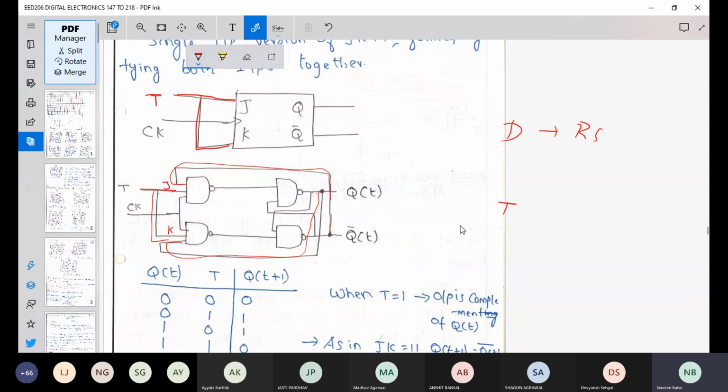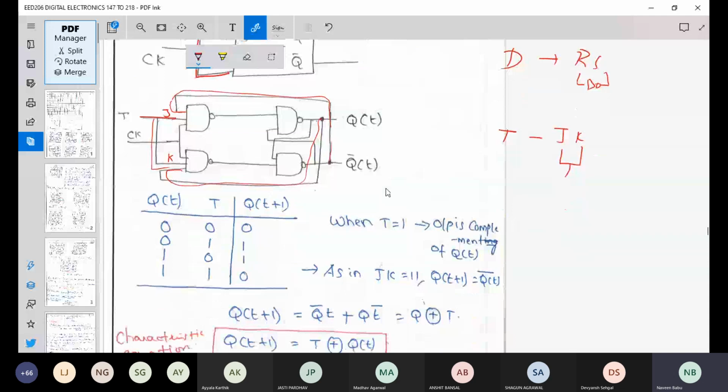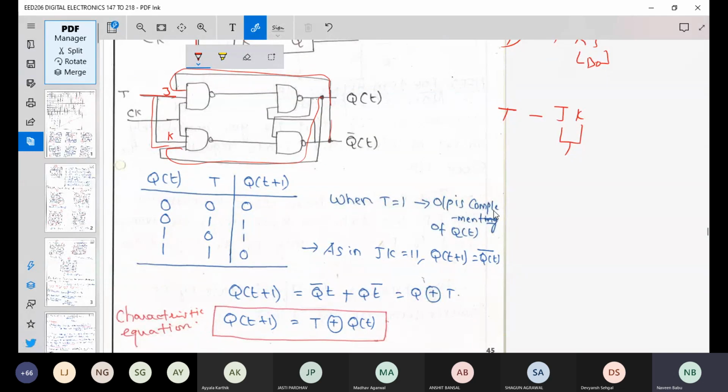Okay. Now what is the truth table here? The truth table depends on your previous state, right? So Q of T and T are the inputs, because there are two inputs only. Clock we will not bother about, because this is a sequential synchronizing input only, so we will not bother about this triggering. So Q and T are your inputs here.